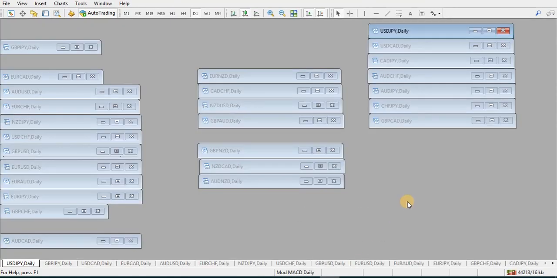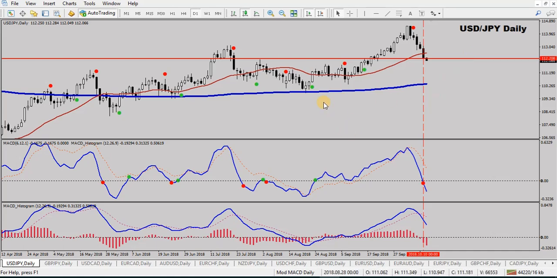Let's go back. All right, we're on the mod MACD daily charts now. These are from the basics, the system from the basics book, the bonus system. Light background on these. All right, USD Japanese yen took a new sell this morning here in this area.